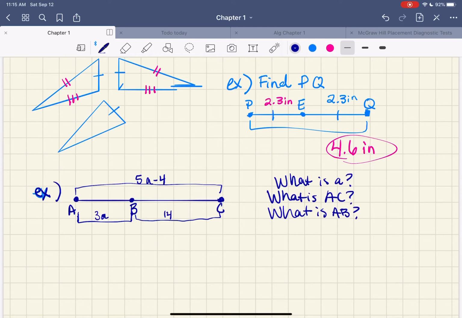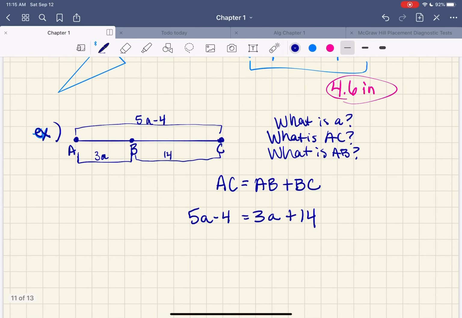So B is between A and C. That means that I can say AC must be equal to AB plus BC. I know all of those pieces, so I can just plug all of them in right now. So I'm going to have 5a minus 4 equals, AB is 3a, and then BC is 14, so plus 14. This is going to be one of those multi-step equations that we worked on a lot last year. So just switch into algebra mode for me here.